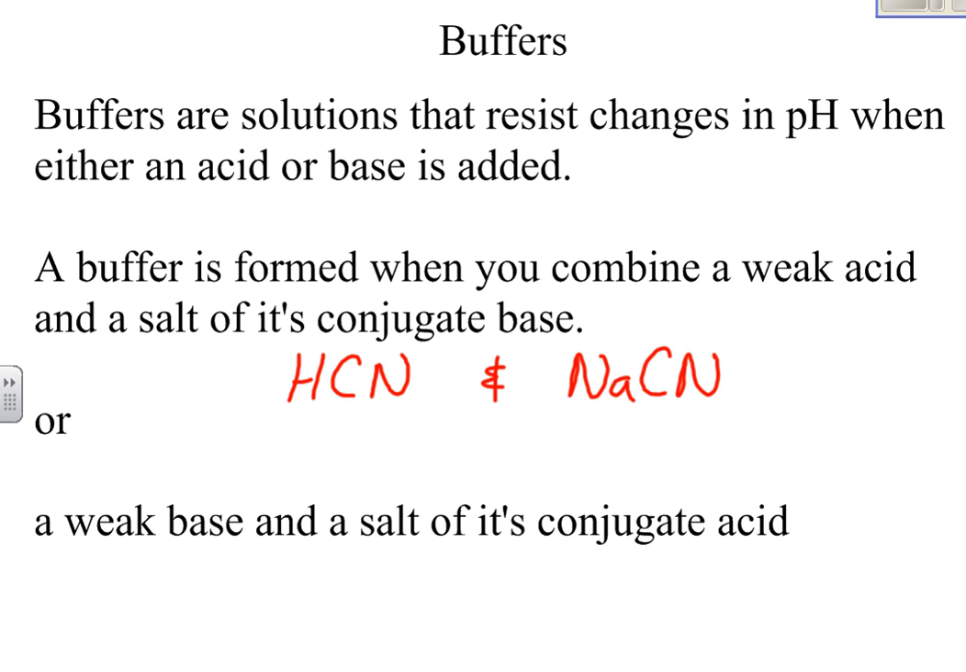Or alternatively, you could have a weak base and a salt of its conjugate acid. So for instance, if you had NH3 as the weak base, the conjugate acid would be NH4 plus, so we could use ammonium chloride. So ammonia and ammonium chloride could also act as a buffered solution.